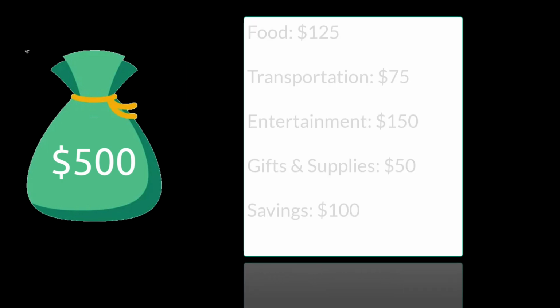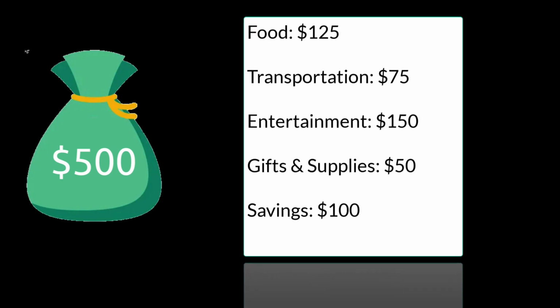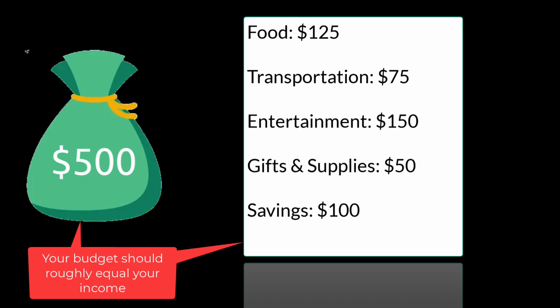For the sake of this example, let's just say that you have $500 in income. The first thing you're going to want to do is get out a piece of paper and write down some simple categories and think about how much you might spend in each category in a month. Remember, these numbers are just examples. You'll determine your own numbers to fit the money you have and the lifestyle that you want.